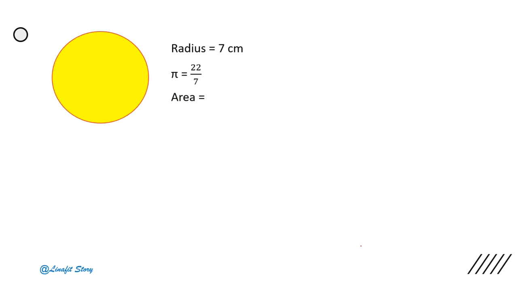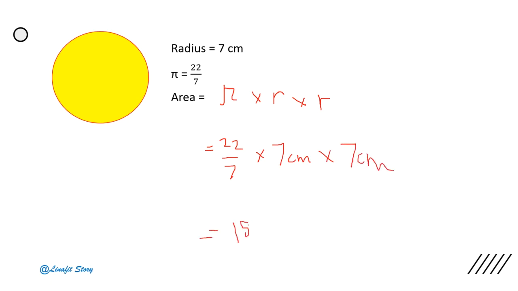The radius of a circle is 7 cm. If pi equals 22 out of 7, find its area. Pi times radius times radius. So 22 out of 7 times 7 cm times 7 cm equals 154 square cm.